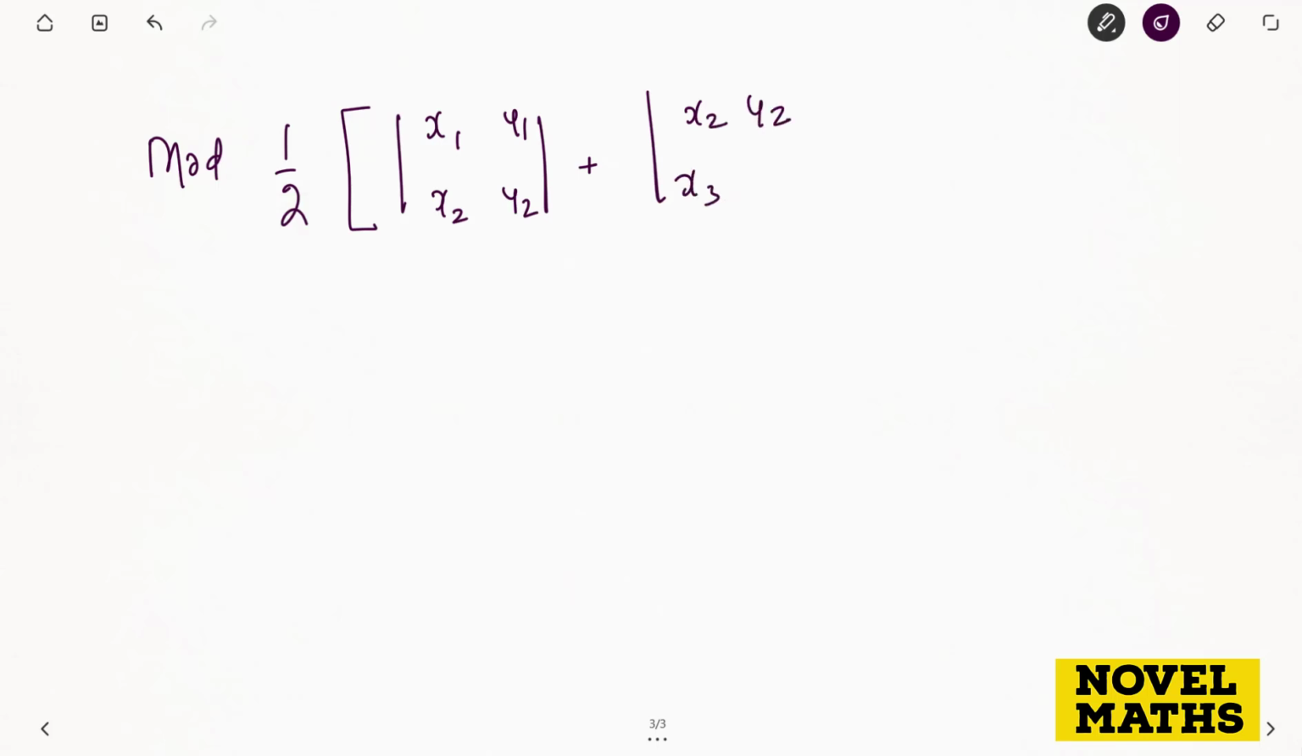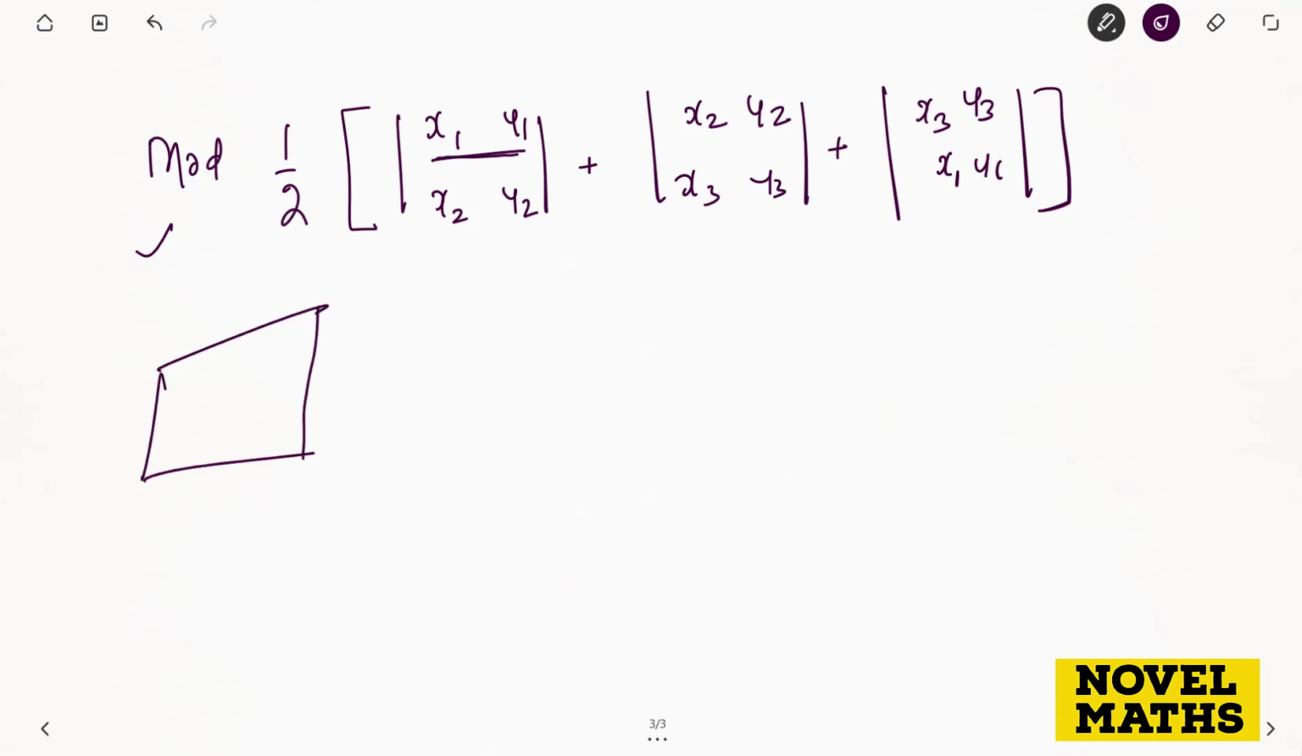There is another way to write it also. This is obviously modulus 1/2 of x1 y1, x2 y2, plus x2 y2, x3 y3, plus, you come back to the original point, x1 y1, x3 y3, x1 y1. Alright, this also you can remember, but the last one is better. So this way to remember becomes important when you try to calculate the area of any quadrilateral.